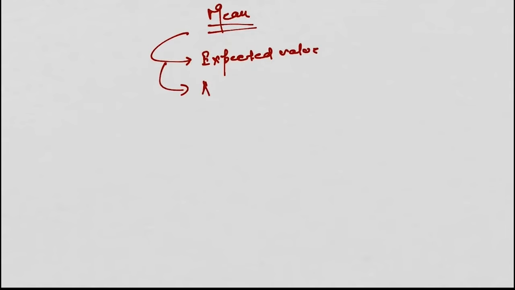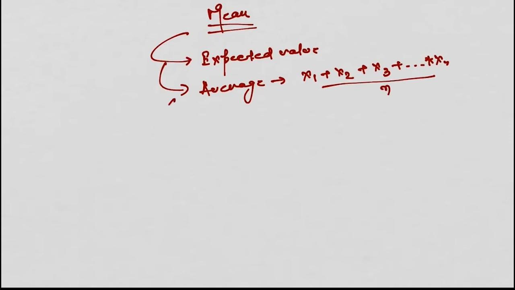Okay. So mean ko kahin pe expected value bola gaya, expected value. The second is average. Therefore we did x1 plus x2 plus x3 plus xn divided by n. Somewhere it is called an unbiased estimator of population mean.